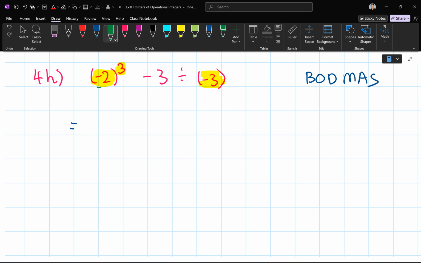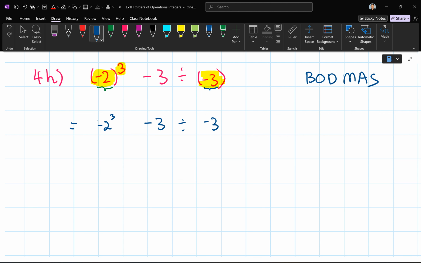So inside this bracket, what do I have? I've got a negative 2. So you write negative 2. Don't forget there's a cube there. All right, and then this is a minus 3. And then that's a divide. What's inside this bracket? You've got a negative 3. I don't like doing it this way because a lot of students get confused what that truly means.